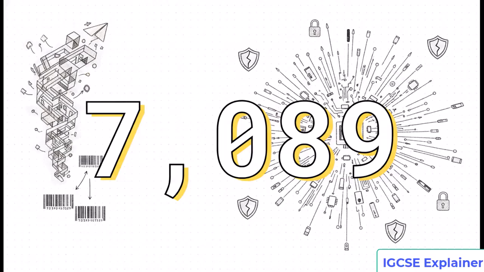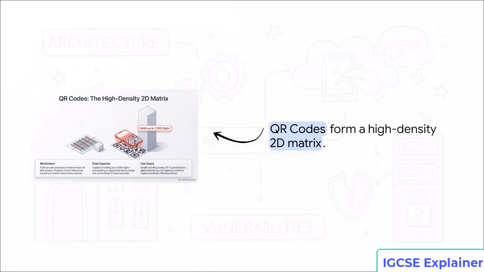Now hold on to this number for a second, 7,089. That is the exact maximum digit capacity of the next piece of tech we're looking at, representing a massive exponential leap over those standard linear barcodes. Enter the quick response, or QR code. This is a 2D barcode made up of a high-density matrix of dark squares. Because it's a matrix, it's omnidirectional, meaning your smartphone camera can scan it upside down, sideways, whatever.